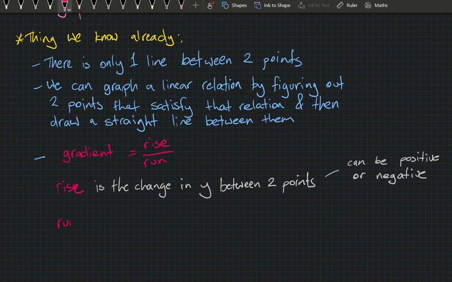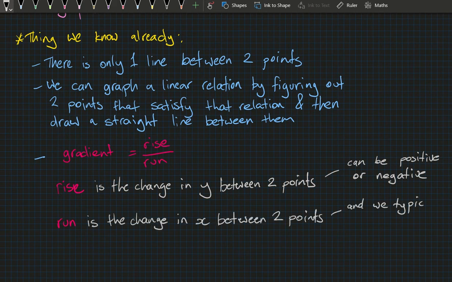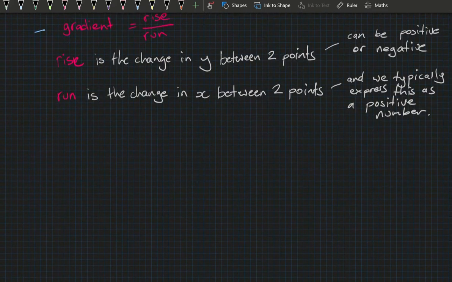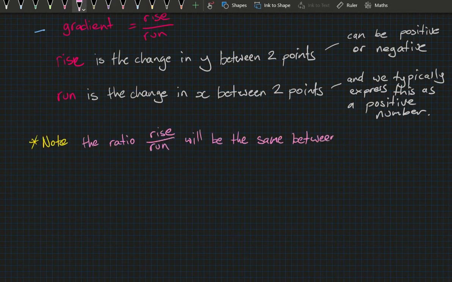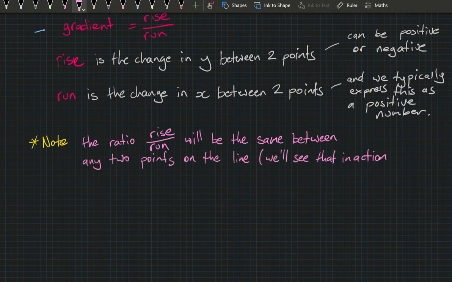And we know that run is the change in x between 2 points, and we typically express this as a positive number. Hopefully you already noticed this in the last lesson, but just to repeat it again, let's note that the ratio rise over run will be the same between any 2 points on the line. And in today's class, we're actually going to see that in action.